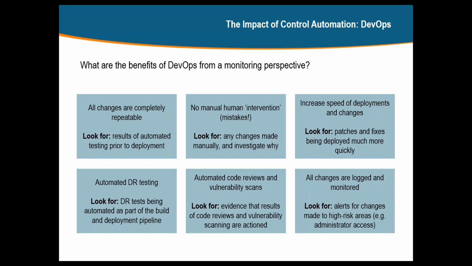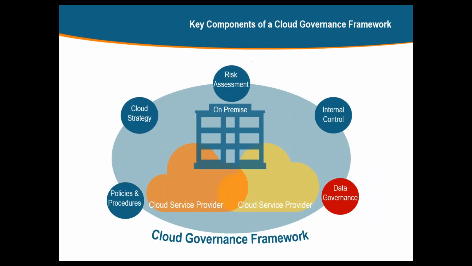You can do automated disaster recovery testing. Because the cloud lets you spin up arbitrary environments and services, you can redeploy your application in a completely separate environment from your existing infrastructure to test that the deployment works. You can automate code reviews and vulnerability scans that happen every time you deploy rather than quarterly or yearly. And as I mentioned before, you can monitor and log every change in your environment to alert for changes made to high-risk areas, such as administrator access.